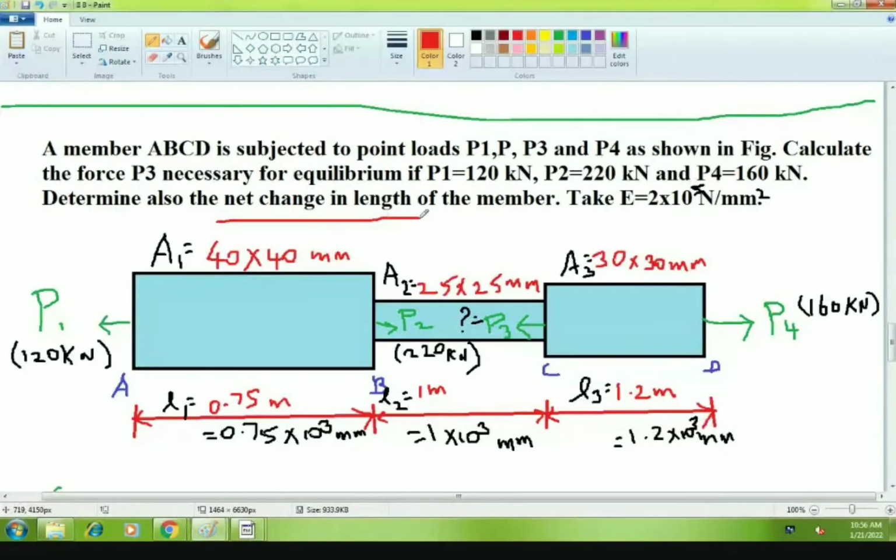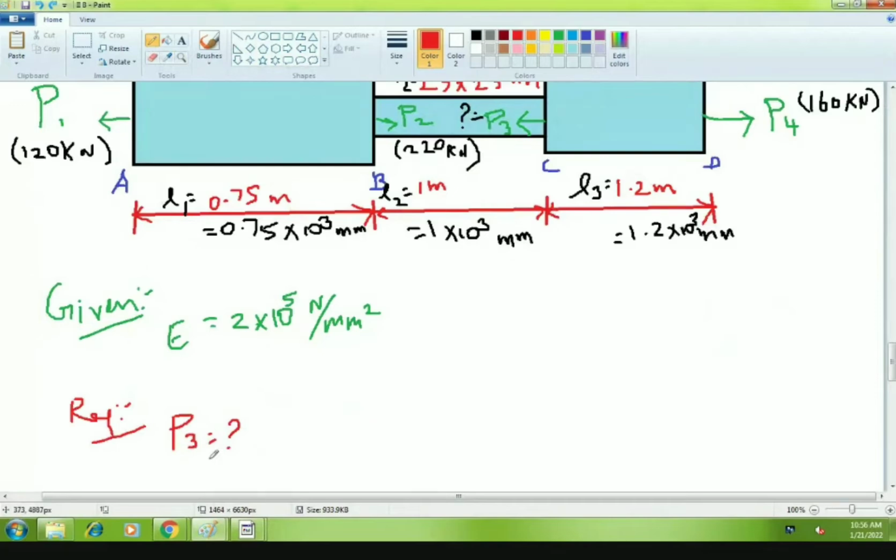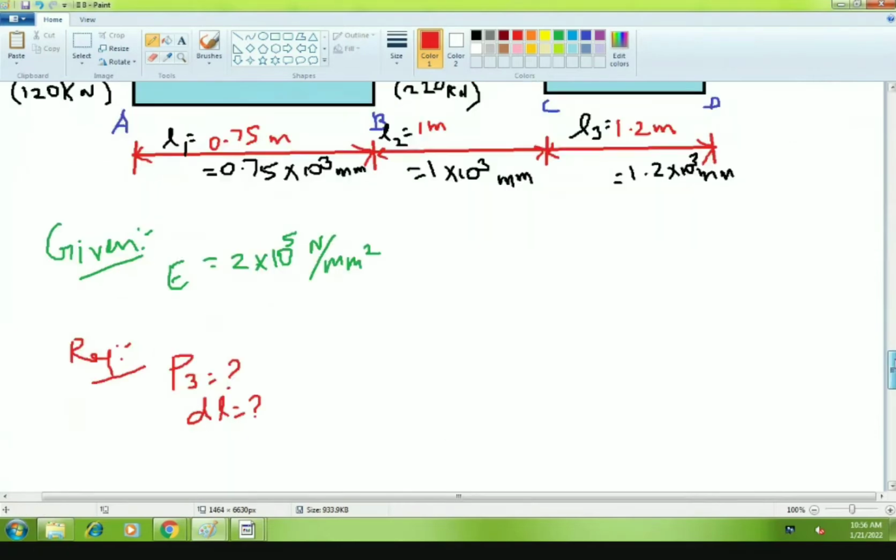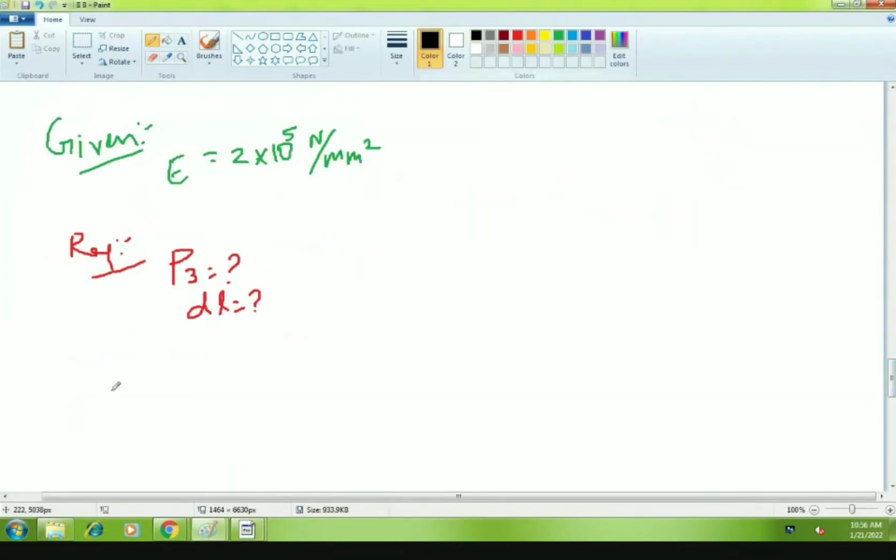Next, what is the net change in length? I underline it in the problem. Change in length is nothing but delta L. Net means total, the total change in length for the three components. That's all. So, solution.